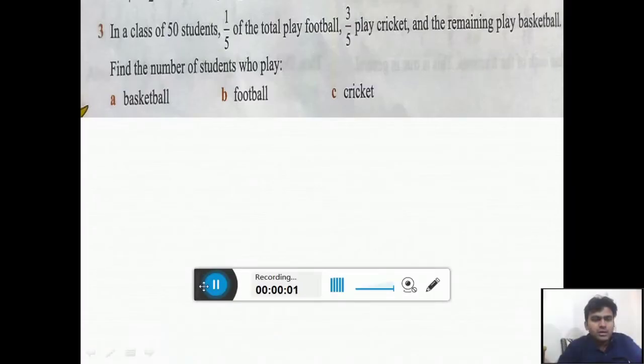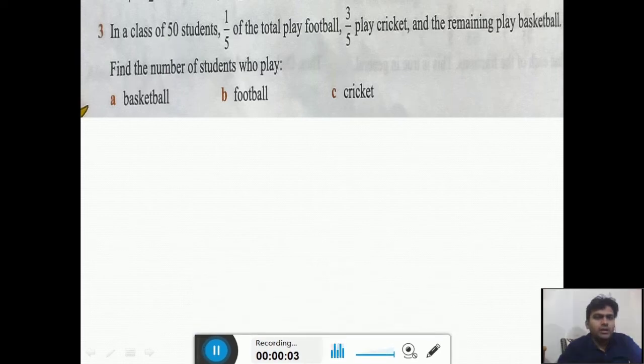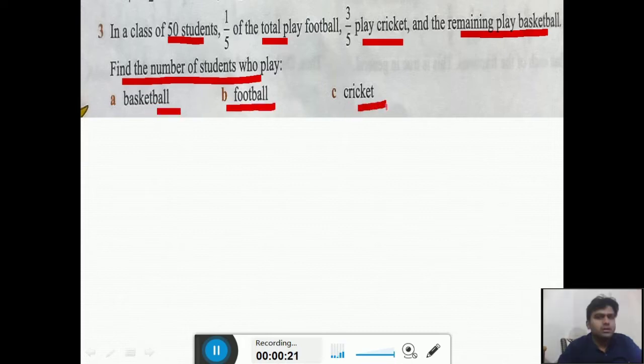Now question number 3. In a class of 50 students, 1 upon 5 of total, means out of 50 students, 1 upon 5 of the total play football, 3 upon 5 play cricket, and the remaining play basketball. So find the number of students who play basketball, football and cricket. Okay, so for football and for cricket we have been given fractions. For football we have 1 upon 5, and for cricket we have 3 upon 5 of the total players. So now what to do?